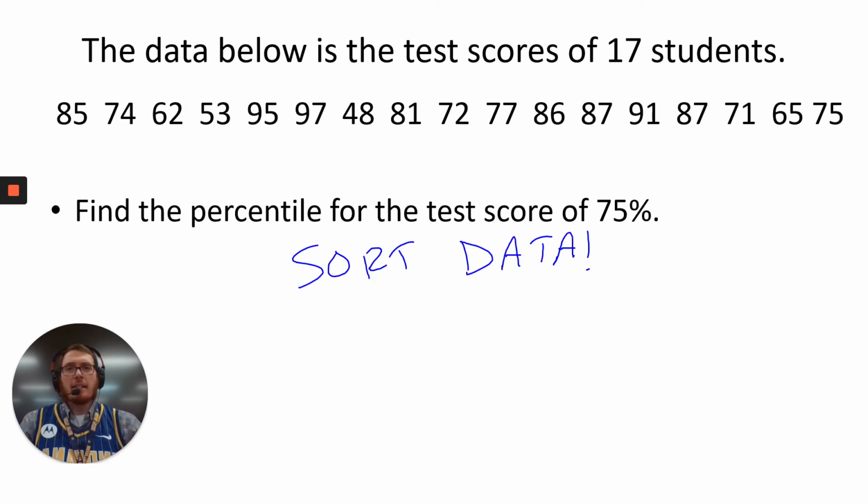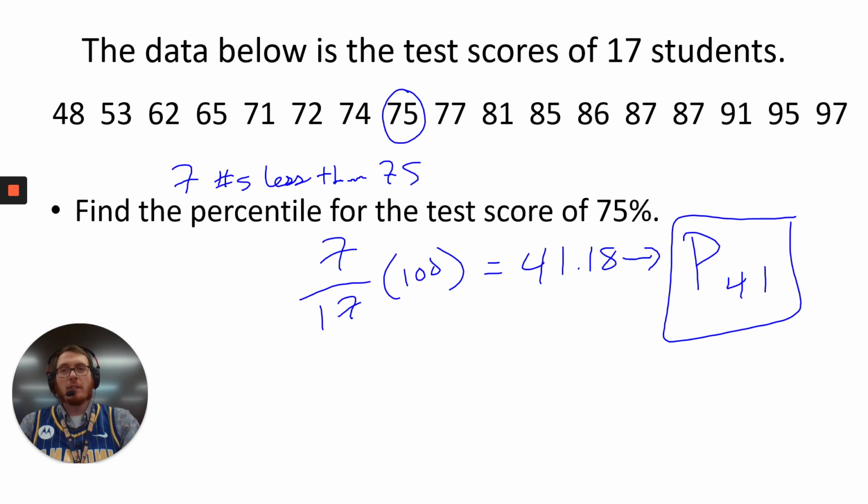So here's a data set of test scores. I've got 17 test scores that we're looking at. It says find the percentile of the test score of 75%. Well, the first thing you have to do is sort the data, because it doesn't help until I do. So I used a graphing utility and sorted the data. Okay, here we go.